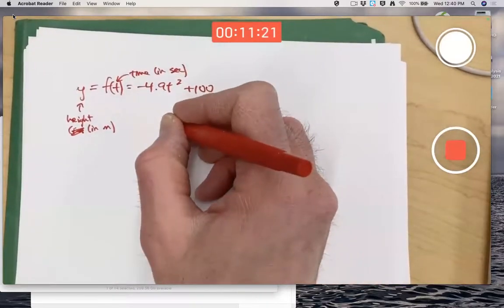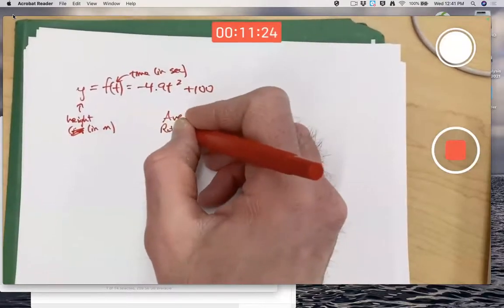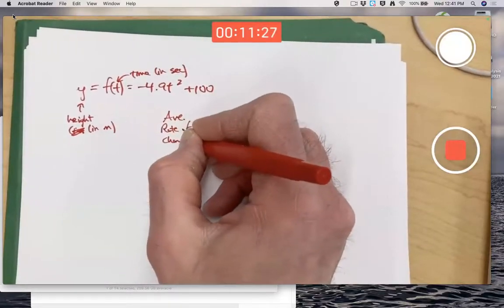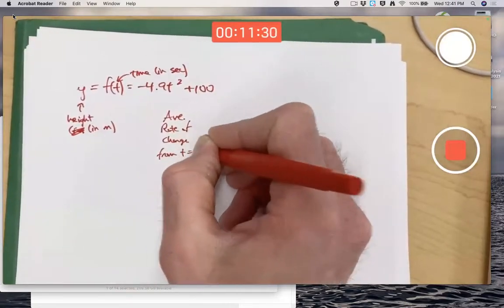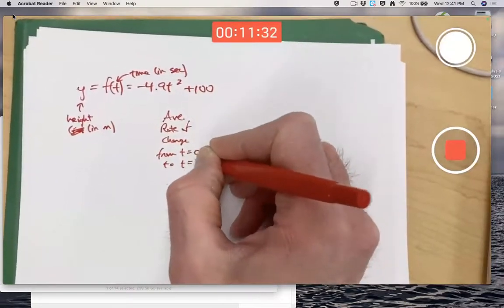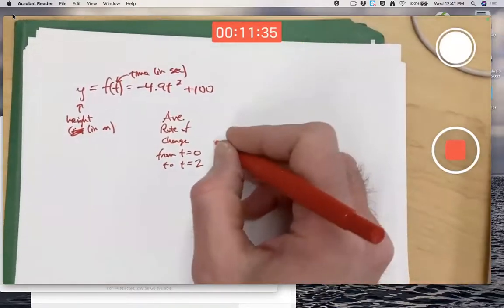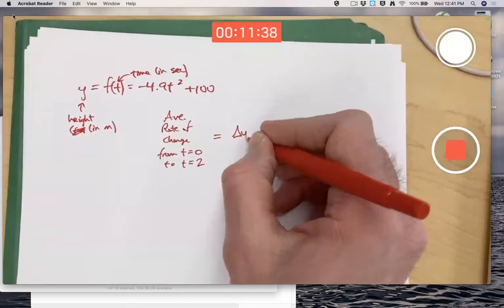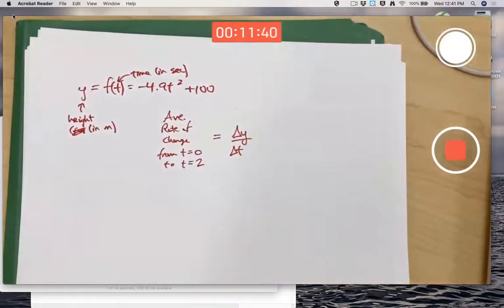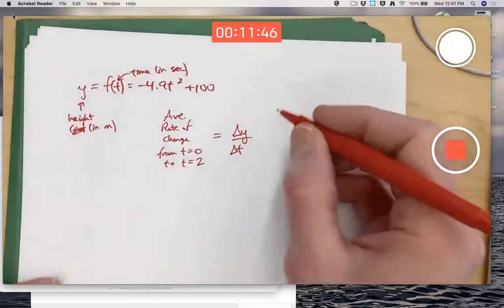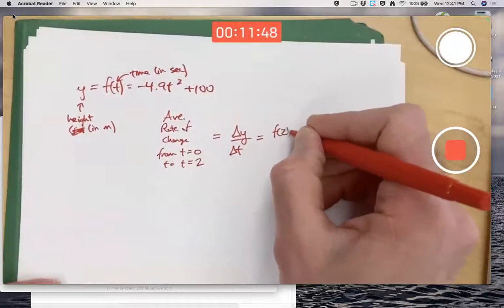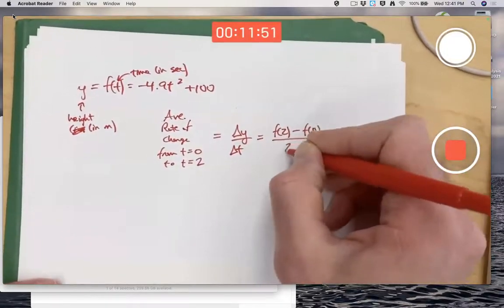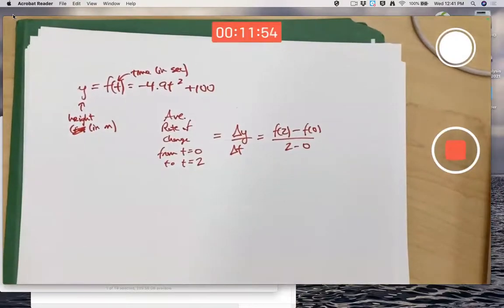So the average rate of change from t equals 0 to t equals 2, you could write symbolically as delta y over delta t, change in y, change in height divided by change in time. With function notation, that's f of 2 minus f of 0 divided by 2 minus 0. Before we calculate this, let's start thinking about the geometric meaning.